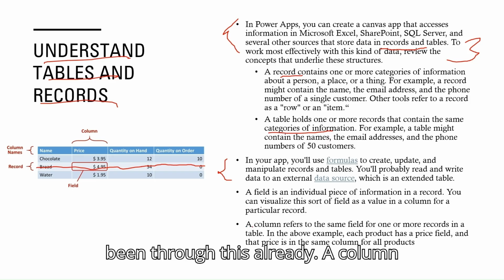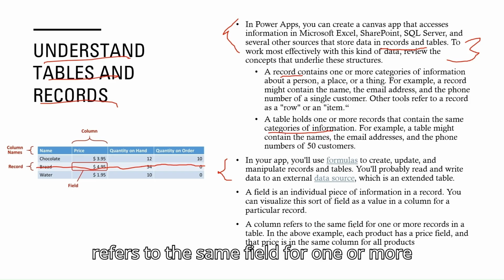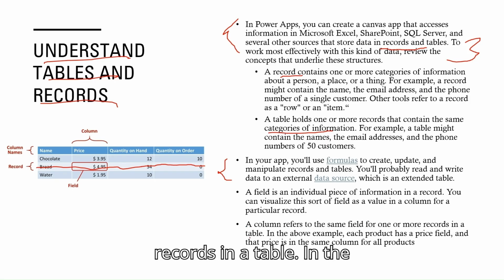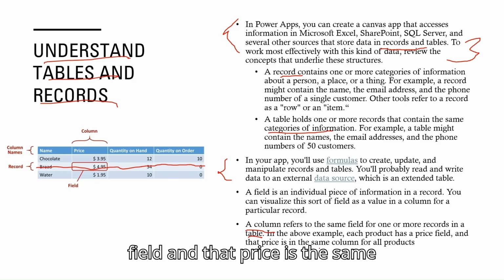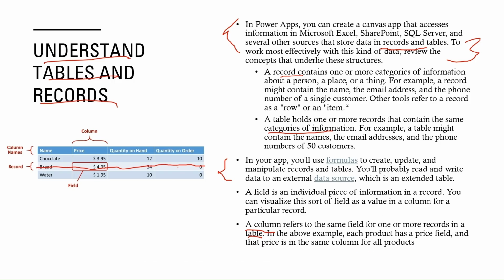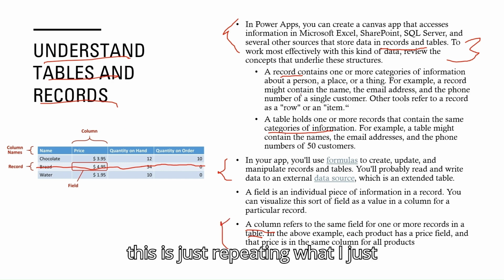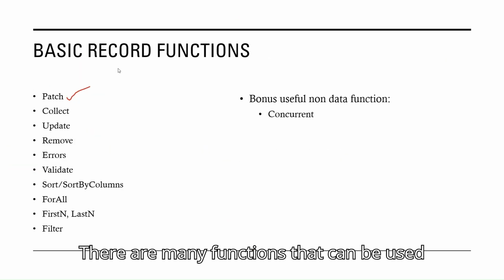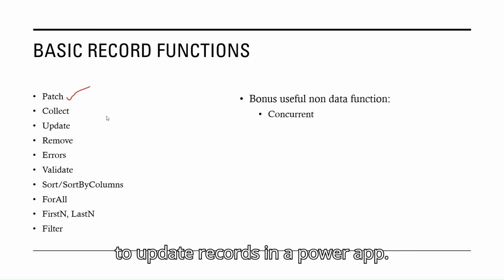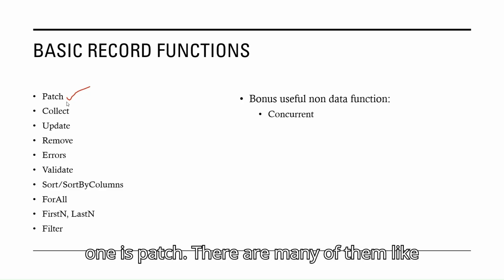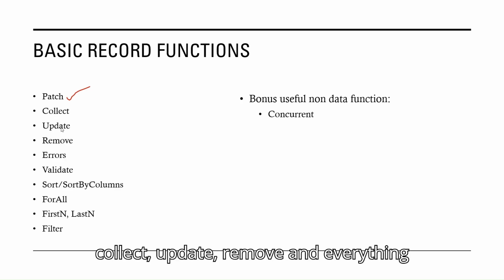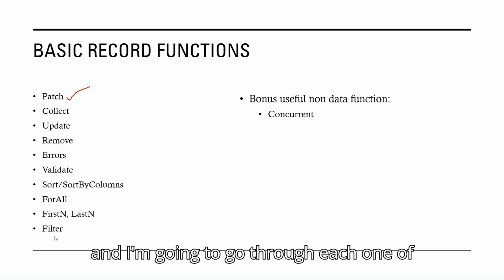I've been through this already. A column refers to the same field for one or more records in a table. In the example above, each product has a price field, and that price is the same column for all products. This is just repeating what I just explained. There are many functions that can be used to update records in a Power App. The first and probably the most important one is patch. And there are many others like collect, update, remove, and everything. I'm going to go through each one of them one by one.